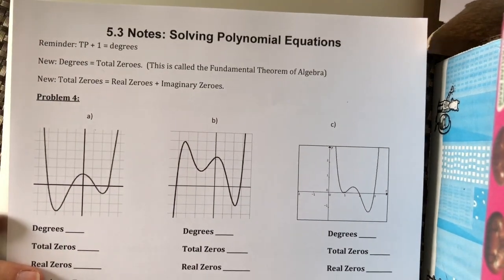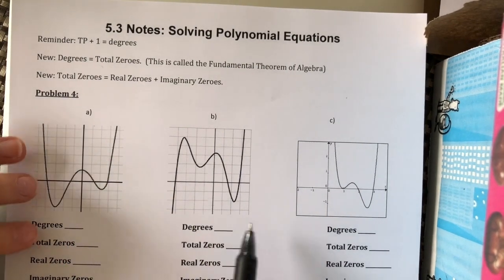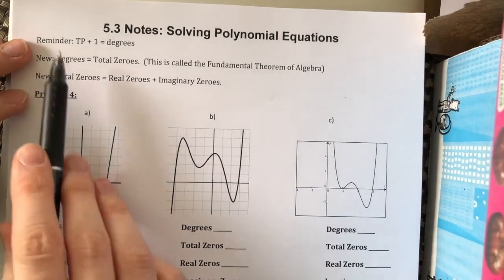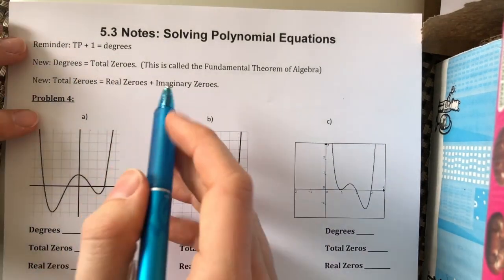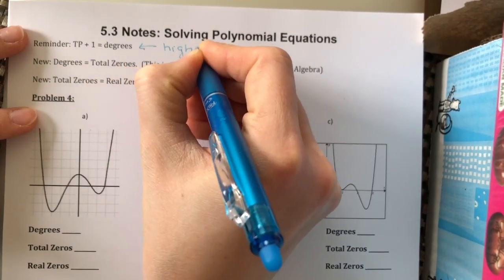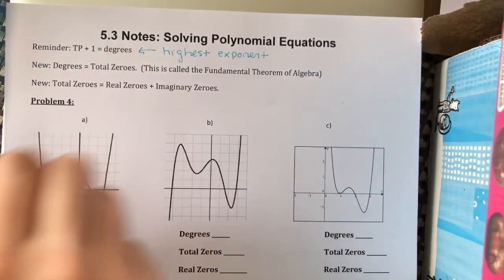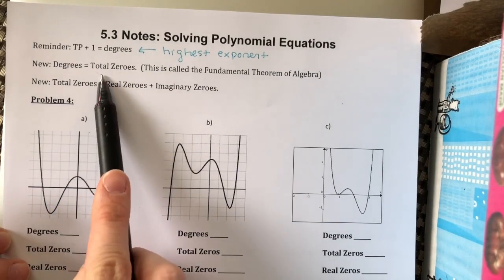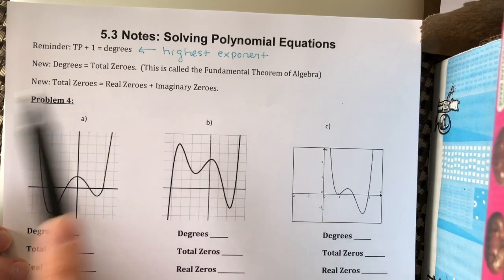Factoring is really, really important, but also so is knowing these definitions, how to interpret a graph, how to get some information just from this. So a review is that the degree of a polynomial is the highest exponent. It's the number of turning points plus 1. The degree also tells me the total number of zeros. It could be broken up into real and imaginary.